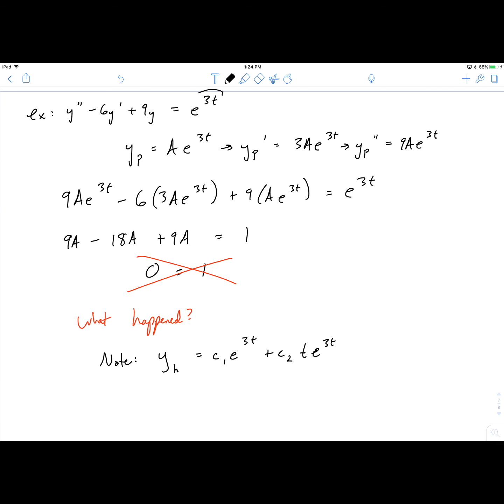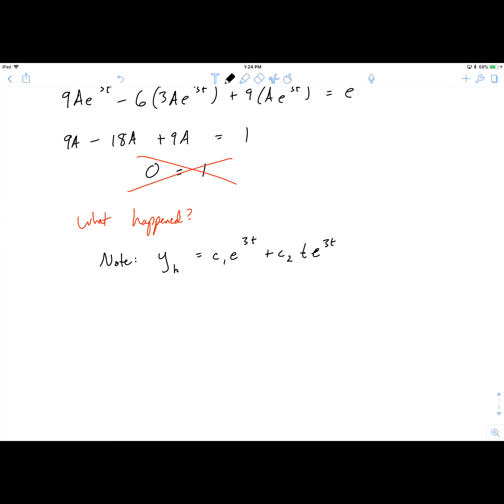And so since it turned out that the f of t is similar to one of the pieces in our homogeneous solution, there's no way that our particular solution can be a e to the 3t, because we already have something like that in the homogeneous solution. And again, the whole point of superposition relies on the assumption that they're linearly independent. So we need to have an independent solution from the homogeneous one. So just to note here, yp has to be linearly independent from the homogeneous solution. So that breaks down. So what do we do?